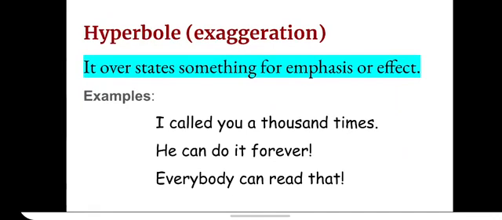Now the next one is known as hyperbole. Hyperbole is also known as exaggeration. What do we do here? We overstate something, right? It is when we are saying something which is not literally possible. We do it for emphasis, meaning focus and effect.